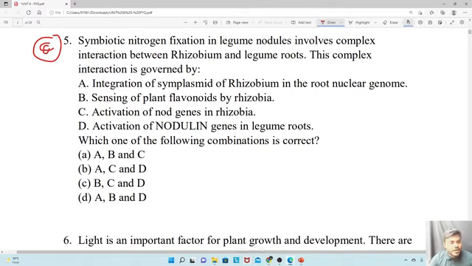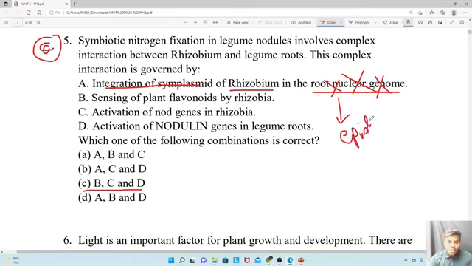Amazing, wonderful. The answer will be C. Friends, you only try to understand: integration of symplasmid of rhizobium in the root nuclear genome is an absolutely wrong statement. Why do we require the root nucleus? Tell me. We discussed very clearly it occurs in the epidermal cell, the root epidermis. There will be no requirement of the root nuclear genome.